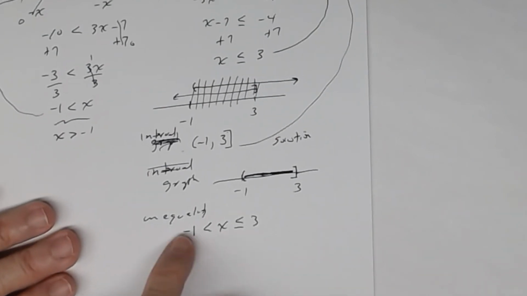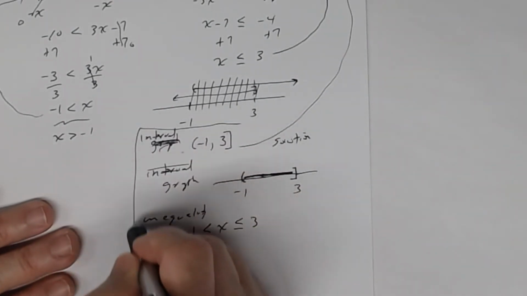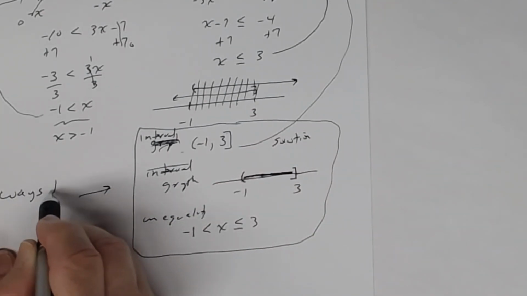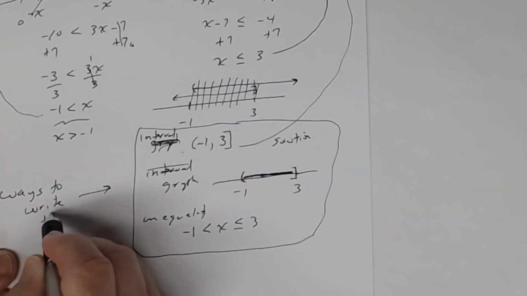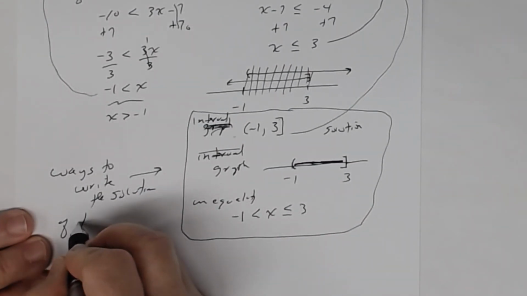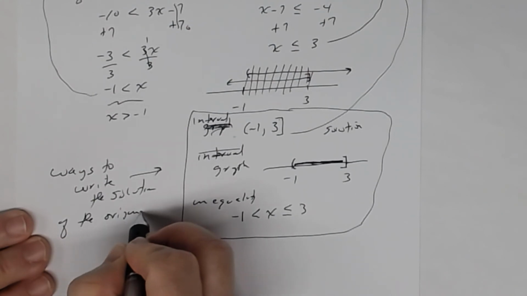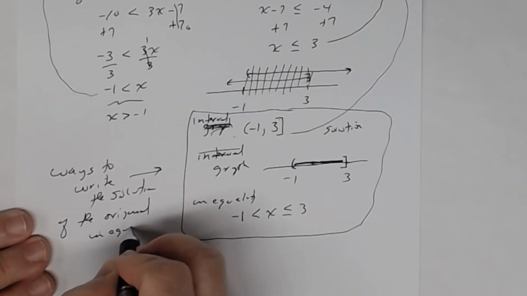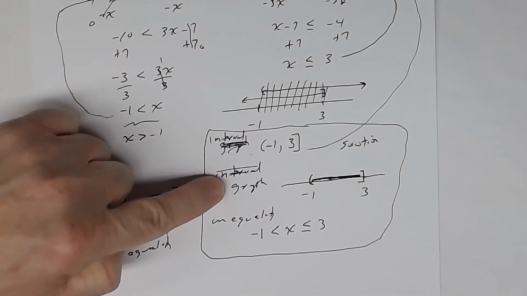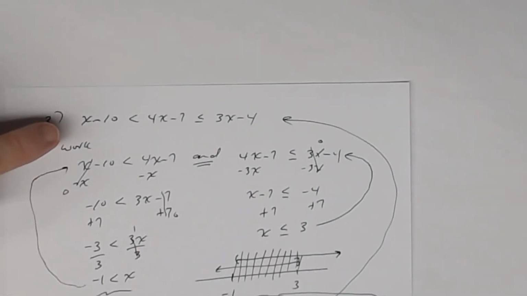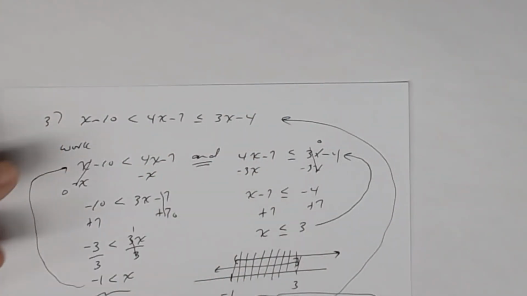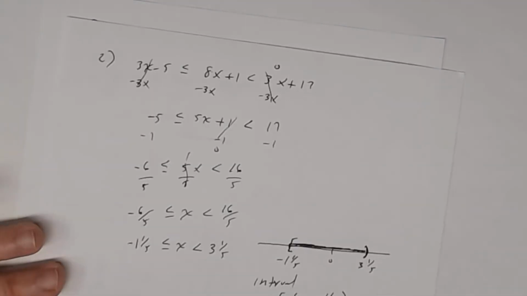So all of this would be ways to write the solution of the original inequality. Okay, so the interval, the graph, the inequality, those are the ways to indicate the solution to this compound inequality.